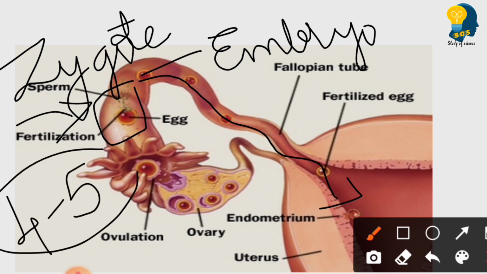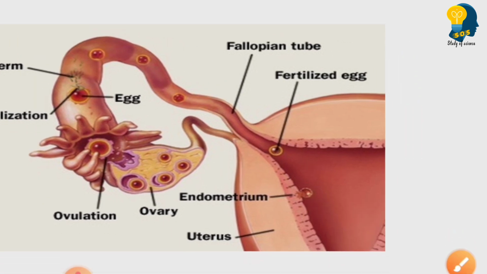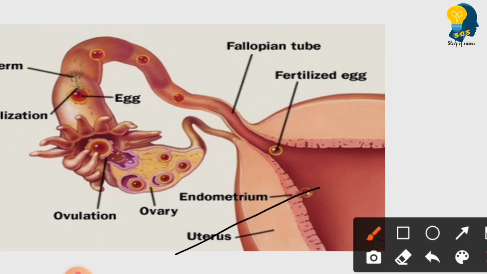See, after the fertilization, within 4 to 5 days, the zygote will develop into an embryo, and this embryo from the fallopian tube will enter the uterus. What is the reason for it entering the uterus? Because the embryo will develop into a baby. The actual development of the baby takes place inside the uterus. Clear? So that is the reason the embryo will enter the uterus.